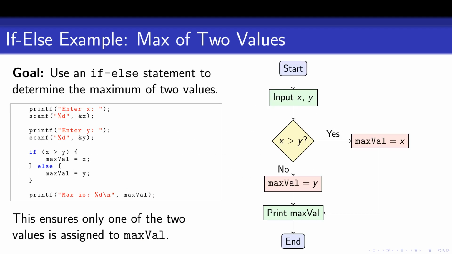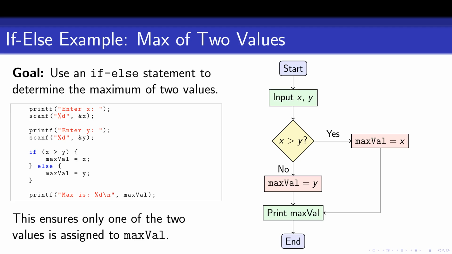In this example, we look at how to use an if-else statement to determine the maximum of two values. This is one of the most common use cases for branching logic, deciding between two alternatives based on a comparison. The program checks whether x is greater than y. If it is, then maxval is assigned the value of x. Otherwise, it's assigned the value of y.